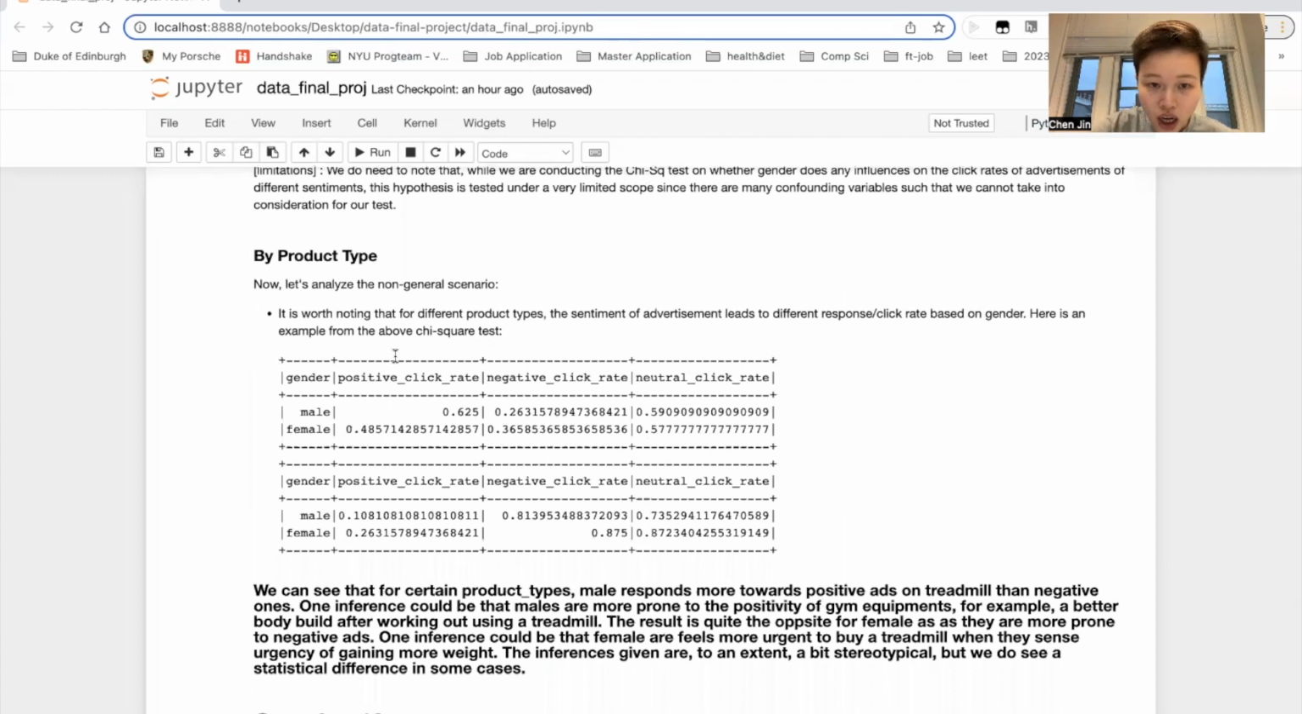should be doing it. So we saw that for certain product types, let's say like gym equipments, right? Males also respond more towards the positive advertisements than females, and all of these inferences can target more towards our marketing strategies.